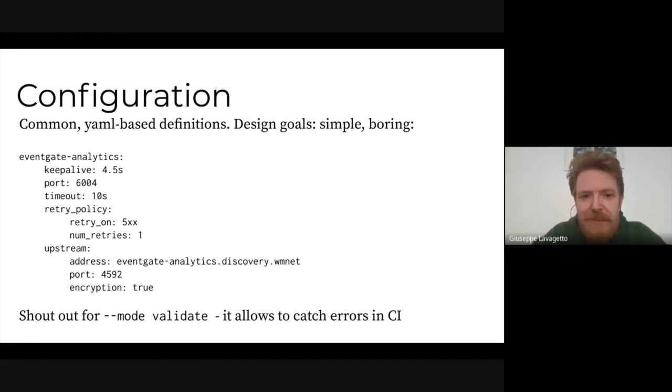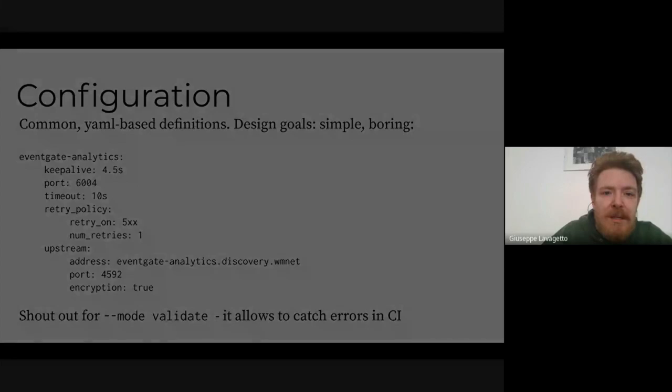The other goal that we had was for this to be boring. And when I say boring, I mean that we didn't want to have surprises. Once you have Envoy mediating all your HTTP traffic between microservices, changing something in its configuration becomes really scary because the blast radius is huge. I want to give a shout out to the Envoy devs for adding mode validate to the server, so that it allowed us to easily catch any errors that we were introducing in the configuration directly in the continuous integration environment. And some investment in making your continuous integration environment check that the configuration is doing what it is expected to do is really something you should invest in.